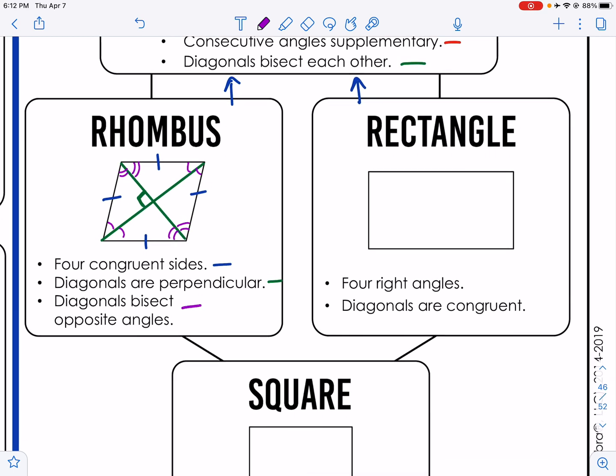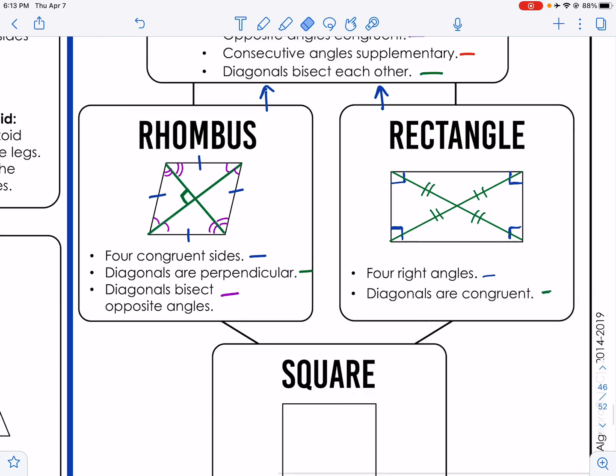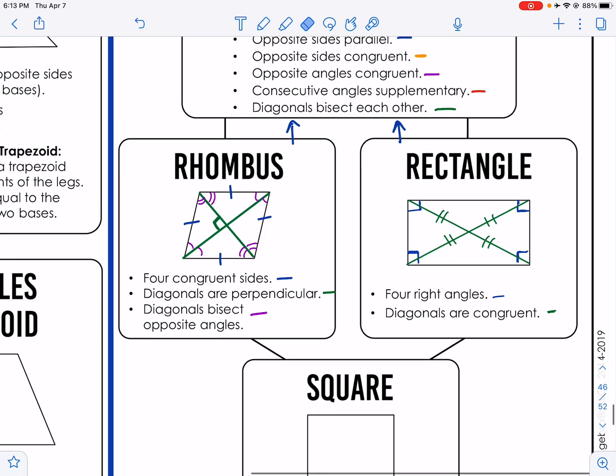Only 2 for a rectangle. Those 2 would be full right angles, 90 degrees, 90 degrees, 90 degrees, and 90 degrees. Awesome. And then the last one involves the diagonals, which in this case are congruent. So if I draw one diagonal here and one diagonal here, now instead of saying these 2 are congruent and these 2 are congruent, they're actually all congruent. So you just need to put the same number of tick marks on all of them. That means the entire diagonal is congruent to the other diagonal.